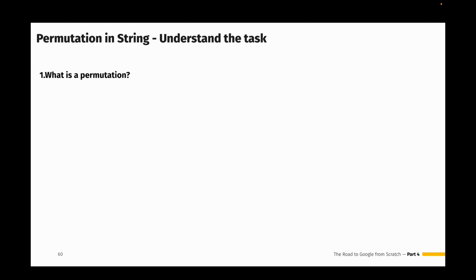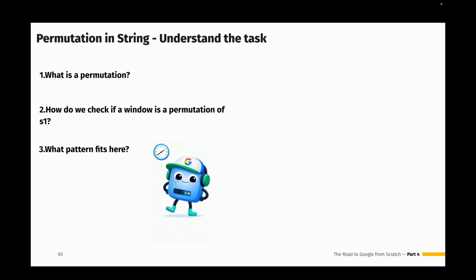So let's check what kind of questions. What is a permutation? How do we check if a window is a permutation of s1, and what pattern fits here? I would suggest you first of all to think by yourself for a couple of seconds and try to answer these questions, because I think it helps you better understand what you need to do. And let me answer them now.